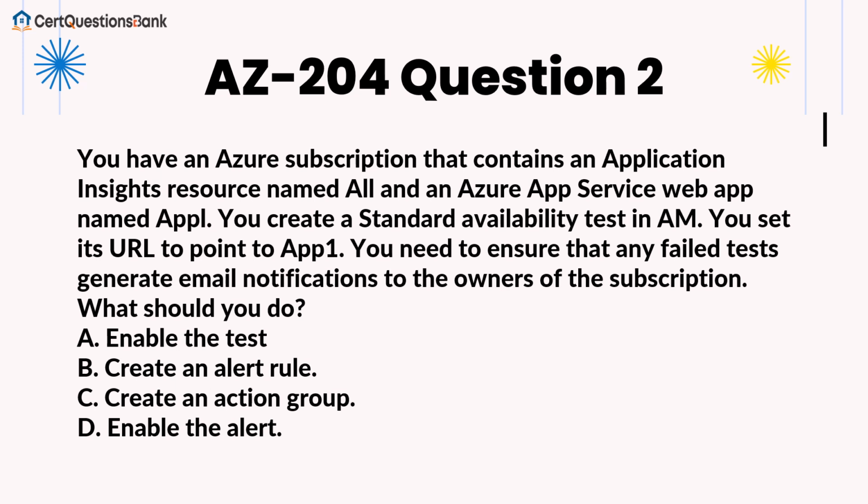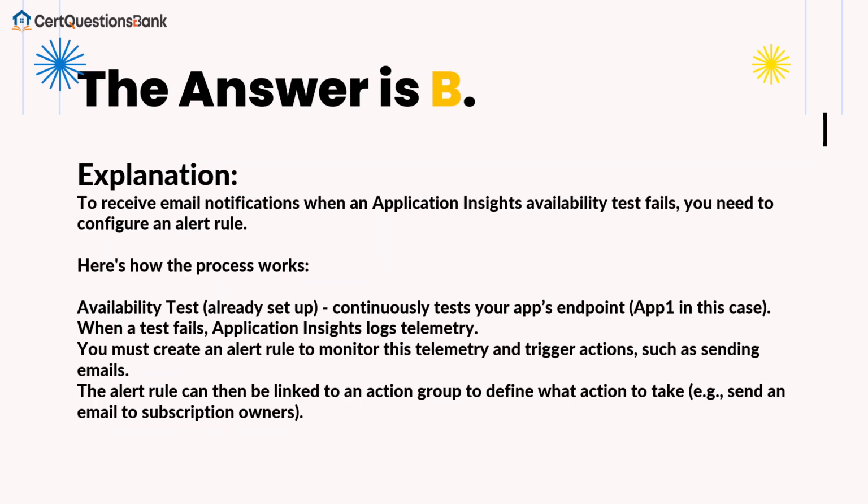What should you do? A. Enable the test. B. Create an alert rule. C. Create an action group. D. Enable the alert. The answer is B.